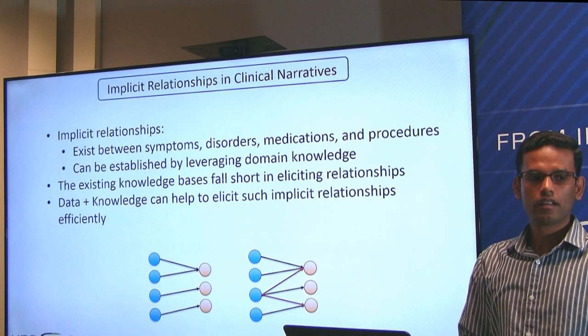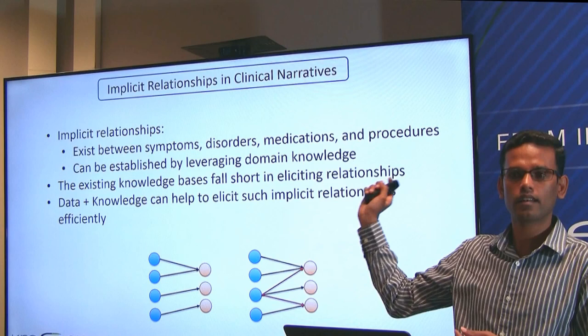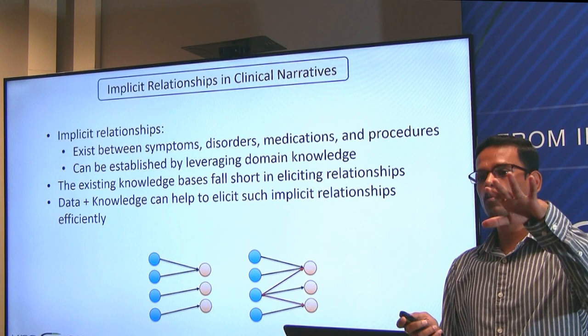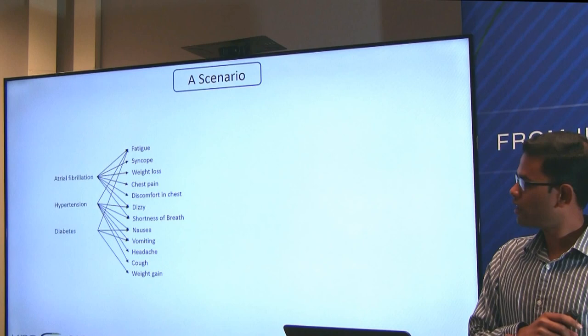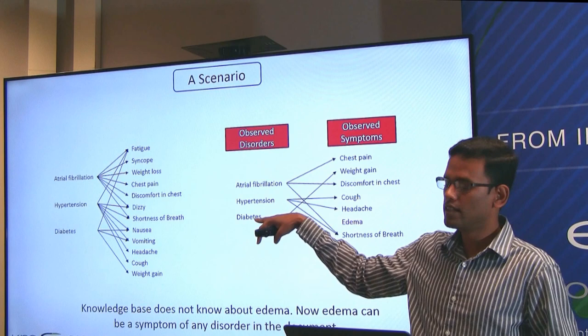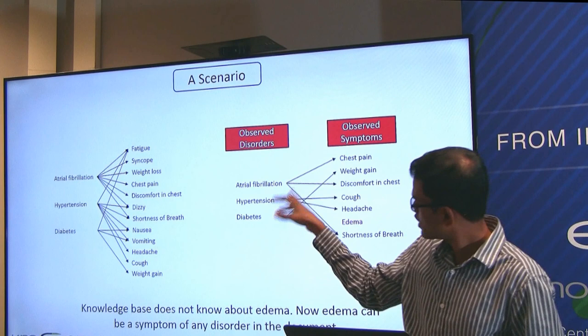Yeah. So the idea here is that if we have such a comprehensive knowledge base, you can create that graph, right? The problem is we don't have that. The idea is, how do we acquire this knowledge in an efficient manner? If you have that, you can establish the implicit relationships in the document. So let's go through an example. Let's assume that you are given this knowledge base, even though you are not a medical professional. And you are given a document which has these three diseases, which I call observed disorders because I observe them in the clinical records, and these are the symptoms which I observe in the sentence. According to that knowledge base, I can establish these relationships.